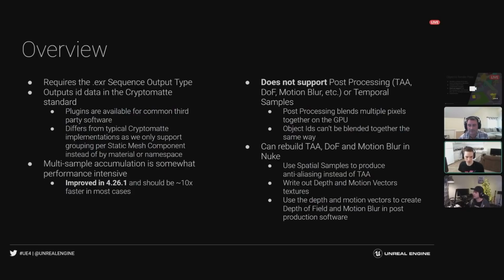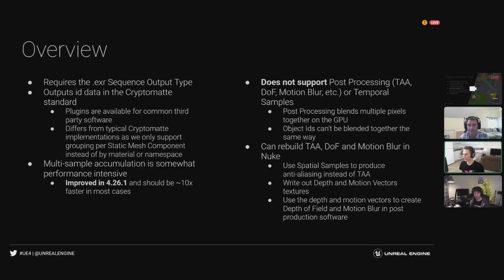I think you typically don't notice this as much in offline renderers because the rendering takes a long time. Here, rendering is actually faster than accumulating the results. For 426.1, which again is not out yet, we have improved the performance substantially, and it should be much more usable. It's about 10x faster in most cases, so that can get you down to about half a second per frame for a 1080p image, which is pretty reasonable. As we said earlier, again, no post-processing support.